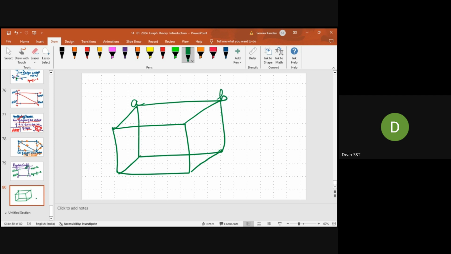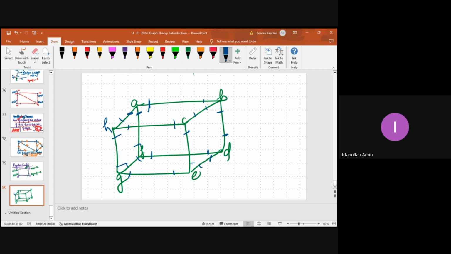These are vertices A, B, C, D, E, F, G. See the degree of each vertex: 1, 2, 3, each one has 3. Is it clear? Yes, ma'am. Regular graph is clear?